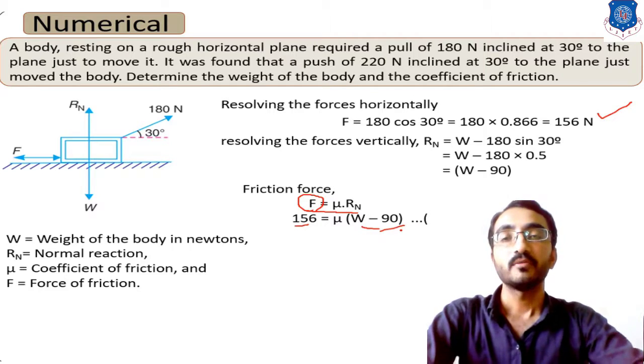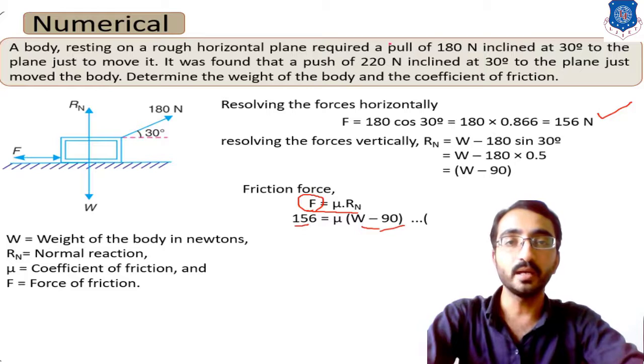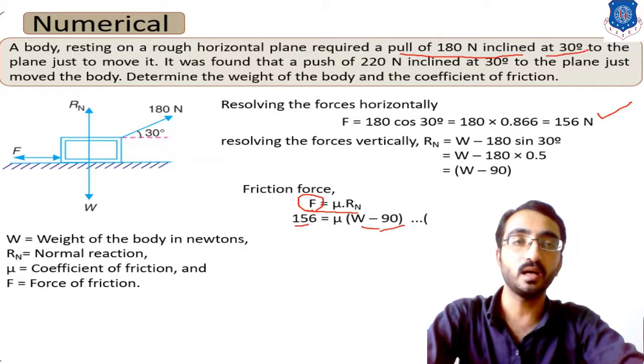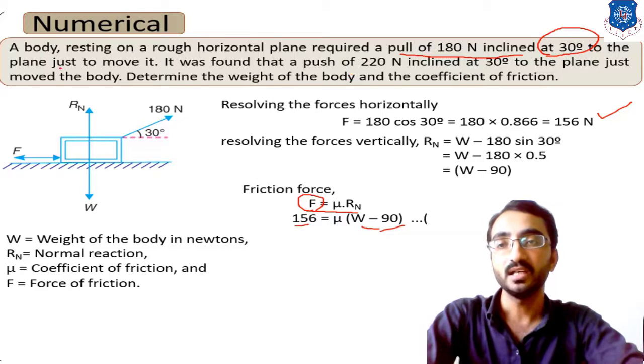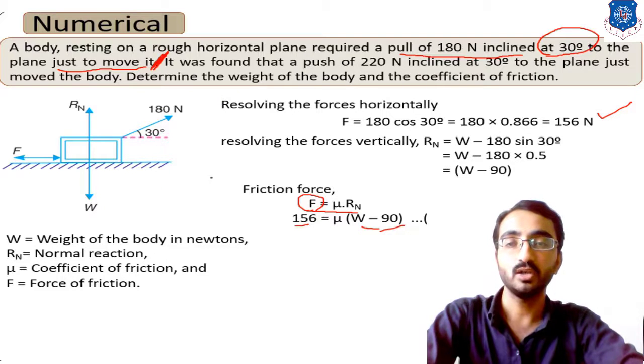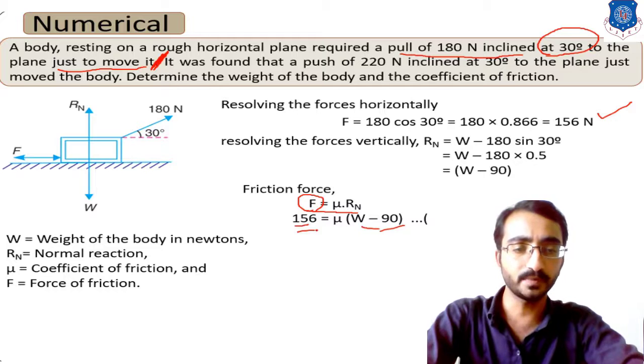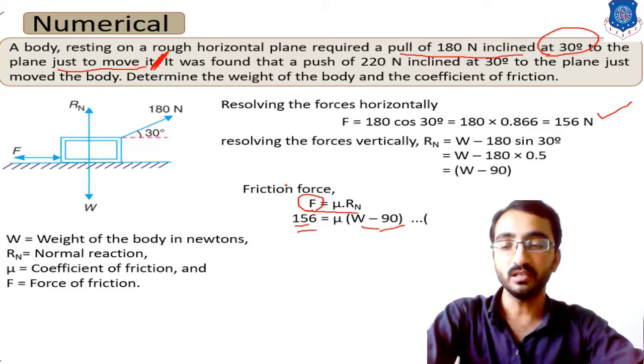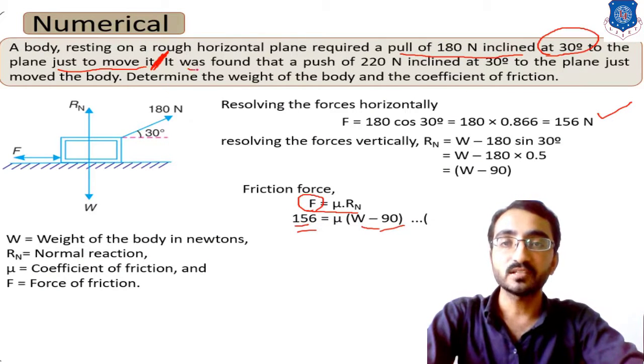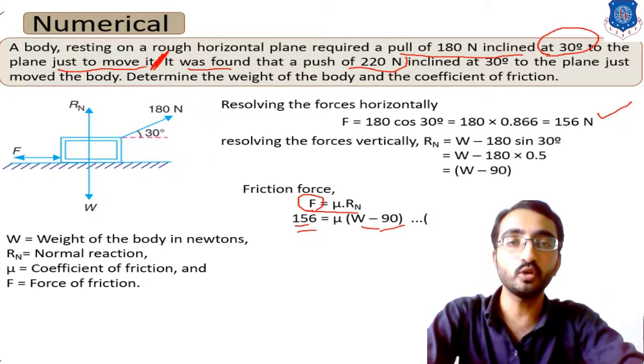Okay, now from this first condition, that when it is subjected to a pull force of 180 Newton, which is applied at an inclination of 30 degree, the plane will just move. Okay, so using this first condition we can obtain this relation. Similarly, we can obtain a relation from the second condition. Okay, so now let's consider the second condition. Now what is the second condition? The second condition is, it was found that a push of 220 Newton inclined at 30 degree.